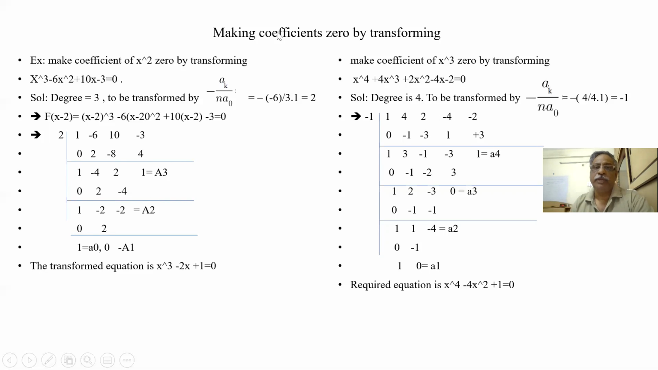So this is how we make coefficients 0, by using this minus ak by n a0 and directly taking it here. Because the minus is already taken here, there is no opposite side. The same factor will be divided. It will in fact be x plus 1. This will in fact be x minus 2. This is x plus 1.